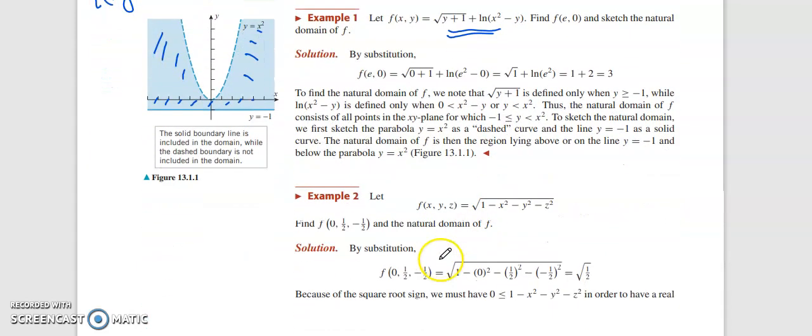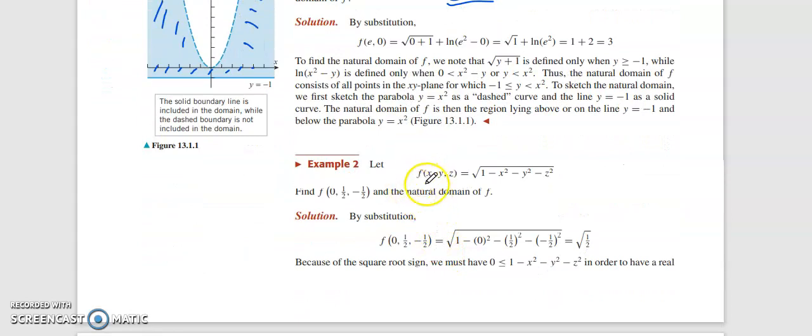So let us see one more example. You are given the function f of x, y, z equal to root of 1 minus x square minus y square minus z square. You are asked to find f of 0, 1 by 2, minus 1 by 2 and the natural domain. So substitute 0, 1 by 2, minus 1 by 2. That will give root of 1 minus 0 square minus 1 by 2 square minus 1 by 2 square. So you will get 1 minus 1 by 2, that is root of 1 by 2.